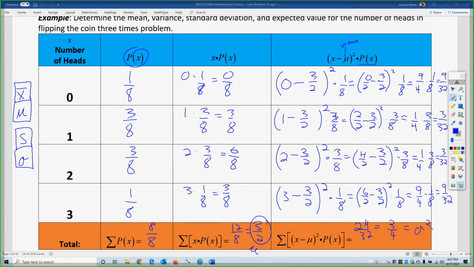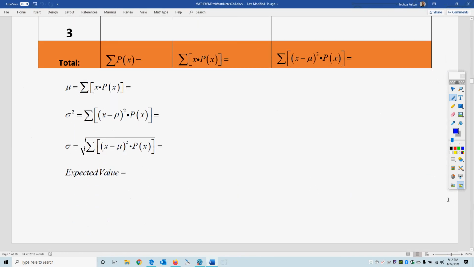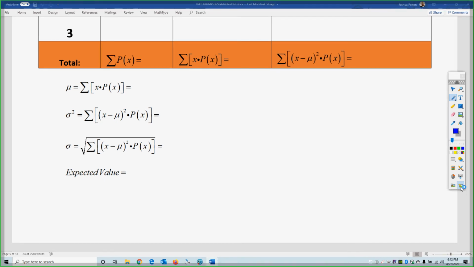Okay, let's take that down below. So the rundown of the answers, which is how you should answer things for the assessments and assignments. The first calculation we got was mu, which was 3/2. That's the mean. The variance is 3/4. To get the standard deviation, I need to take the square root of that. So I get the square root of 3 over the square root of 4, and the square root of 4 is 2.